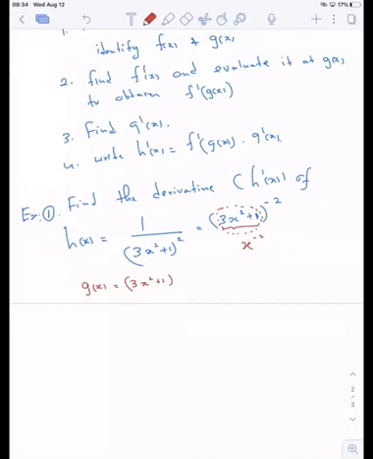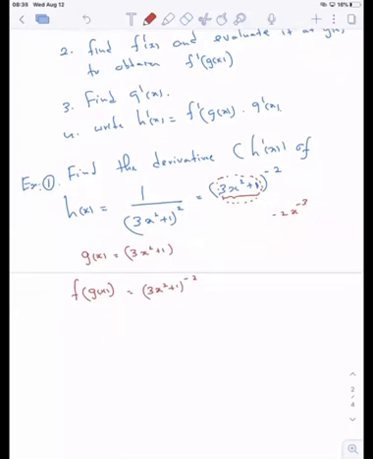So you know that you take minus 2 right here, minus 2x to the power minus 3, right? So that is the answer. You are basically doing the same thing here. So the first thing is you differentiate, you need to find f dash g(x) first. So let me write it. If g(x) is what you have here, with the power minus 2, this is what you call f(g(x)).